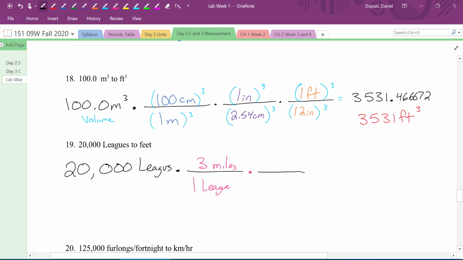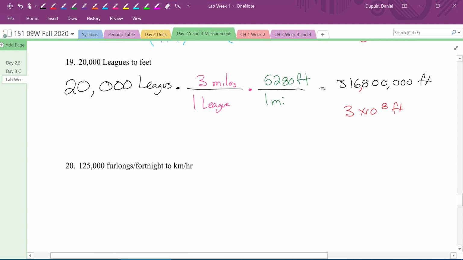And then 1 mile is 5,280 feet. So that gives us 3,168,000 feet. Now I have 1 sig fig. So that gives me 3 times 10 to the 8 feet, right? 1, 2, 3, 4, 5, 6. Yeah, I messed the comma up. Comma's there. All right, last one.